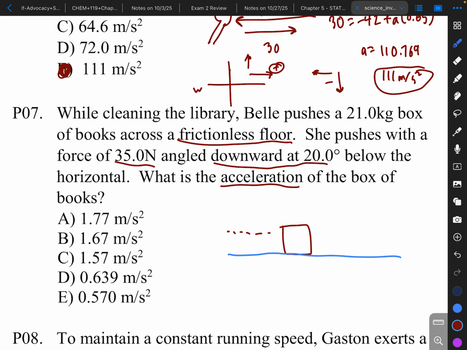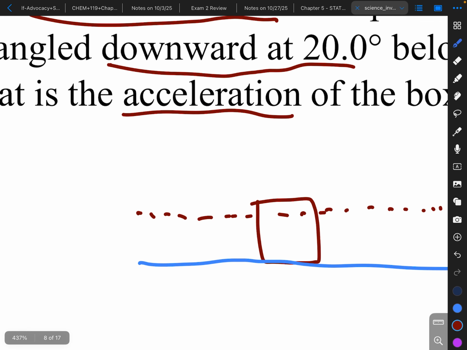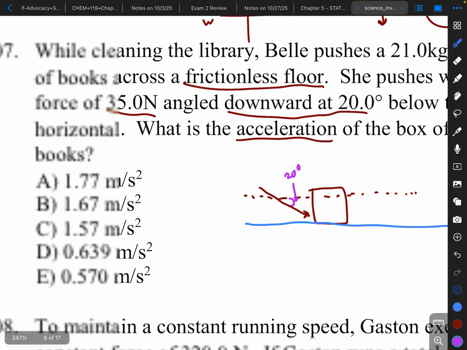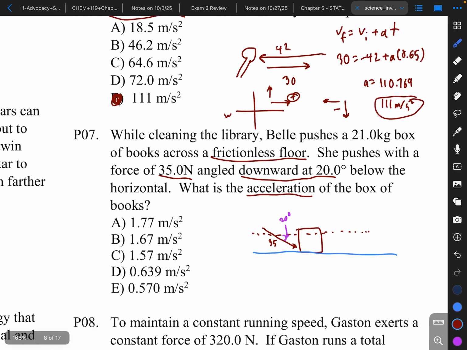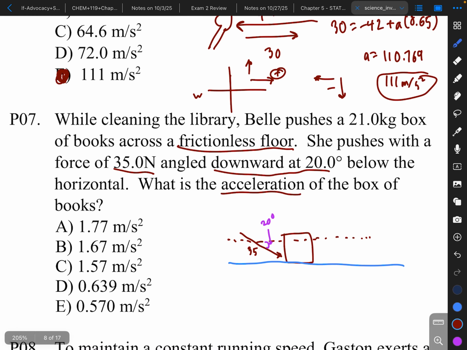So let this line right here be the horizontal. You're pushing, and this is the angle we're pushing at. This angle, I'll actually draw that a little bit better. Right here. This angle right here, that is 20 degrees. And now the force, we're pushing with 35 newtons of force.